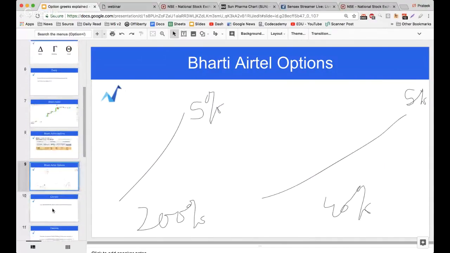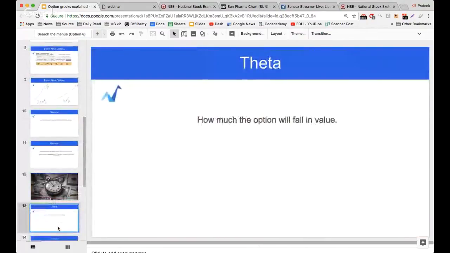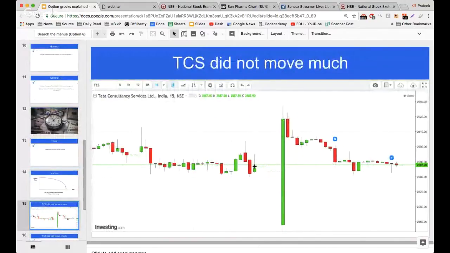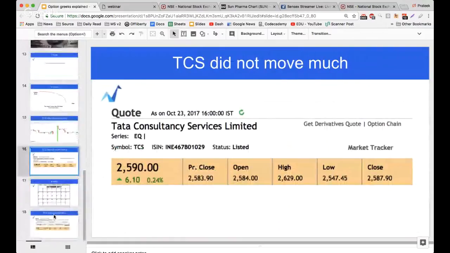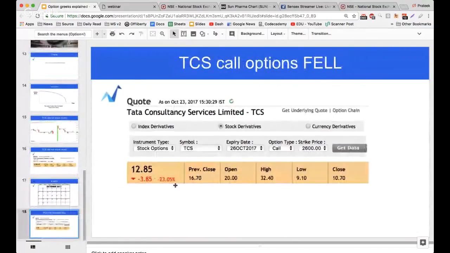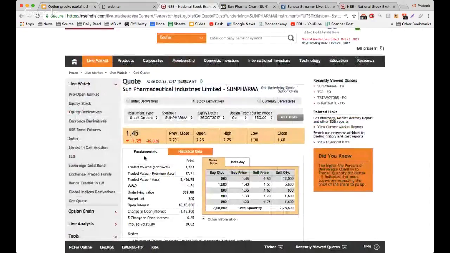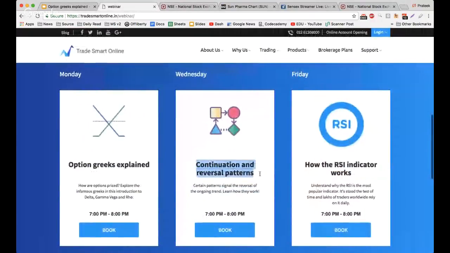The other thing I wanted to show you is, of course, Theta, where time is money. It's how much the option falls in value. In our first example, we saw Tata Consultancy Services barely moved. It moved up 0.2%, but because we're close to expiry, the call options fell 23%. Sun Pharma was up by 0.6%, but the call options fell by 46% because of Theta, which is loss in time value.